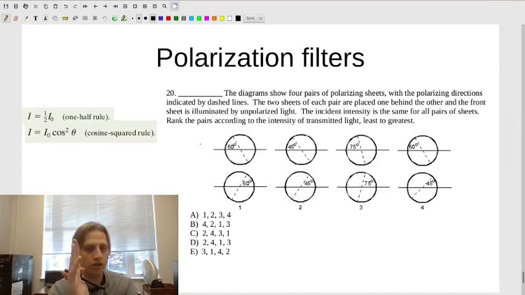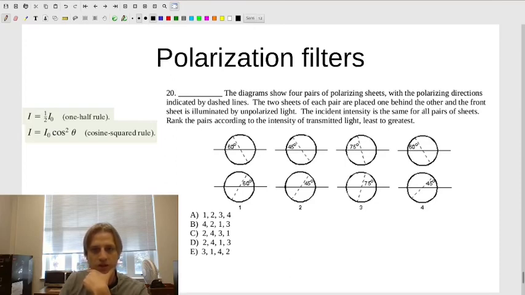absorb any extra light. Okay, now the only reason why this question is being tricky, it says this diagram shows 4 pairs of polarizing sheets with the polarizing directions indicated by dashed lines. The 2 sheets of each pair are placed one behind the other, and the front sheet is illuminated by unpolarized light. The incident intensity is the same for all pairs of sheets. Rank the pairs according to the intensity of the transmitted light, least to greatest.